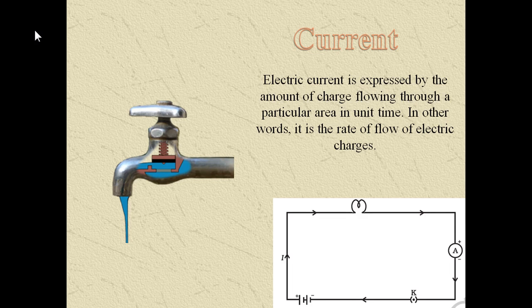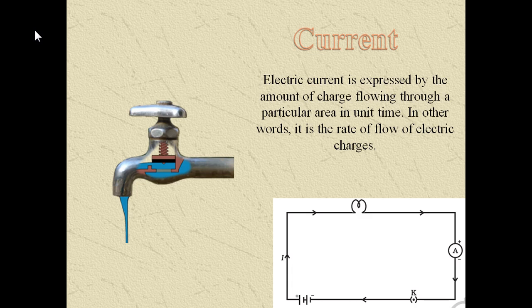That means you can say it is the amount of water that is coming out of the tap per unit time. The valve is closed to stop the water flow. Similarly, a switch is used to stop the flow of current, just as in a torch bulb. A continuous and closed path for an electric current is required, which is known as an electric circuit.